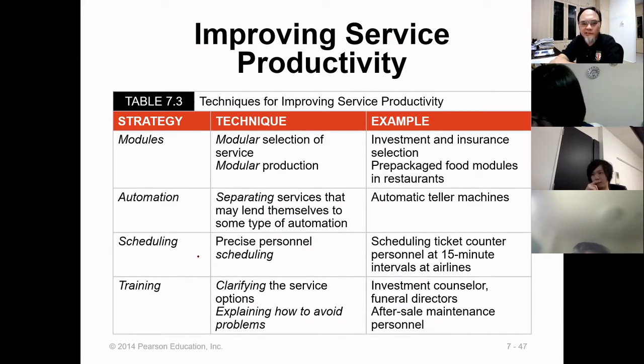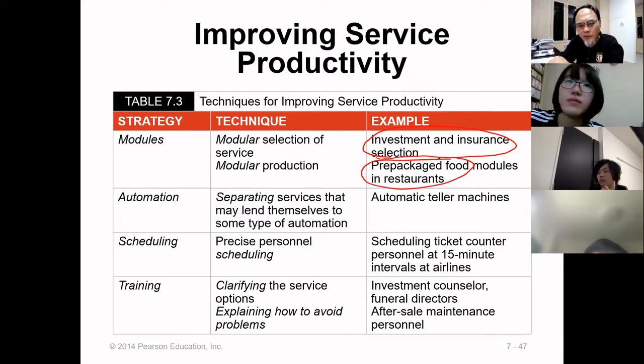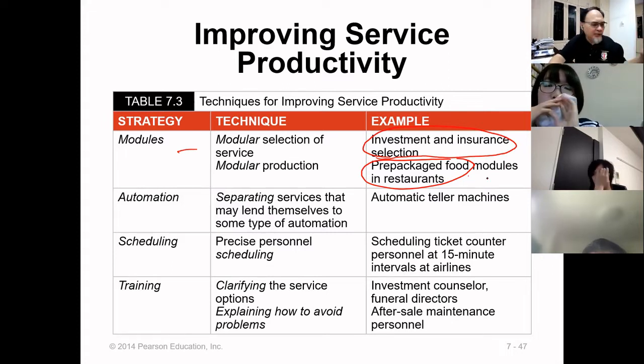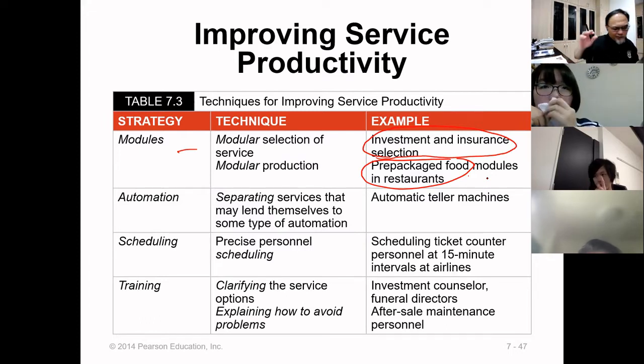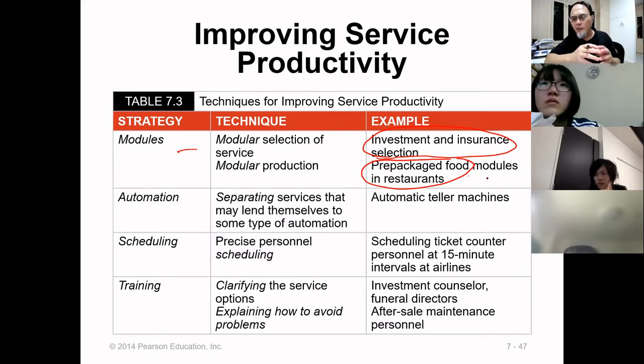Modular selection of services. This is design, for example investment and insurance selection, or modular production in pre-packaged food. Especially in COVID today, we see a lot of modules in restaurants where we have to pre-package food. You cannot actually stay in a restaurant and eat in Malaysia, for example. Online food is really popular now in COVID. Order online, and the Grab driver or Uber or Food Panda will send it.